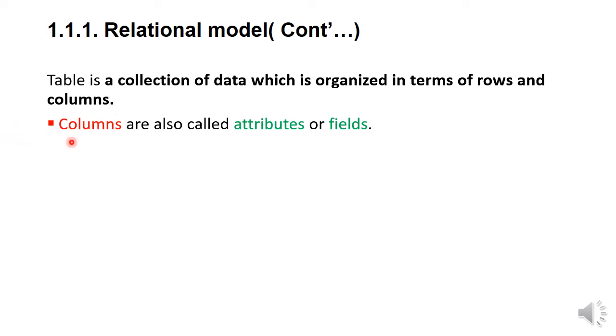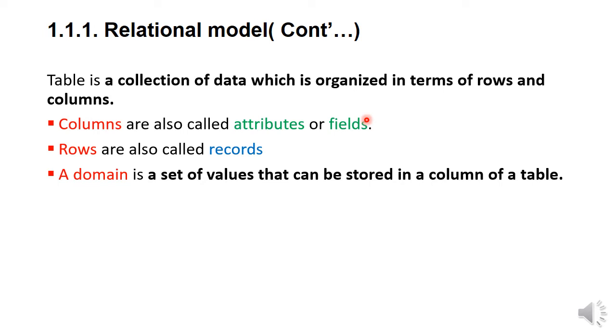Columns are also called attributes or fields. You can use one of those three terms. You can say column names or attribute names or field names. So each column has a specific name. Rows, the table rows, are also called records or tuples.